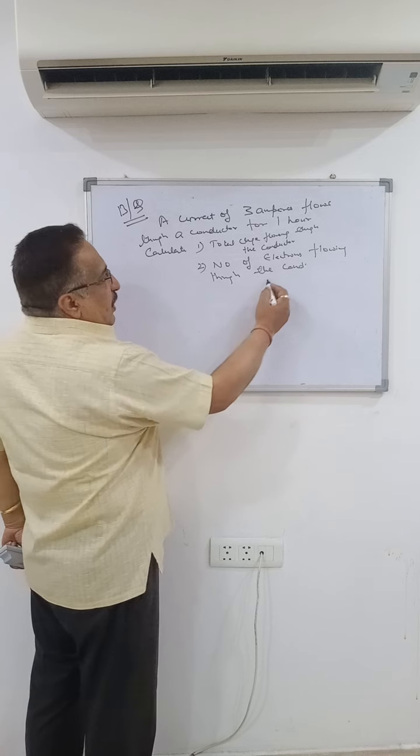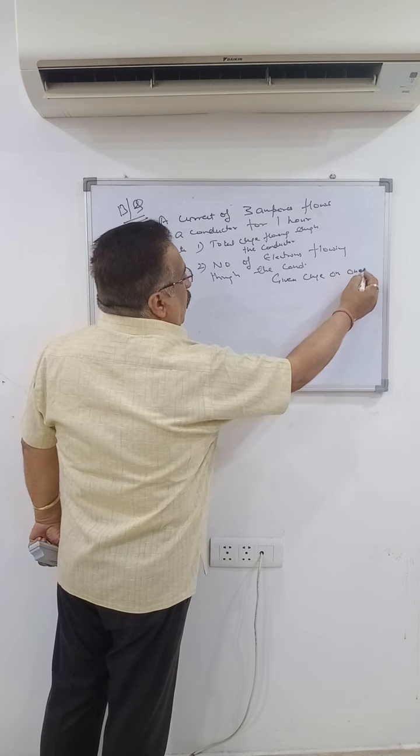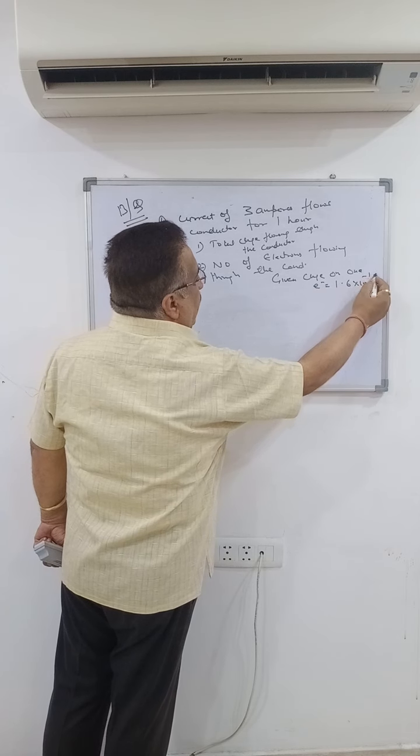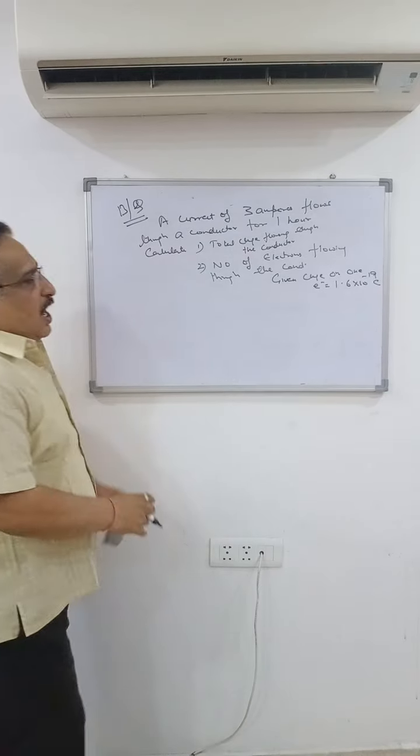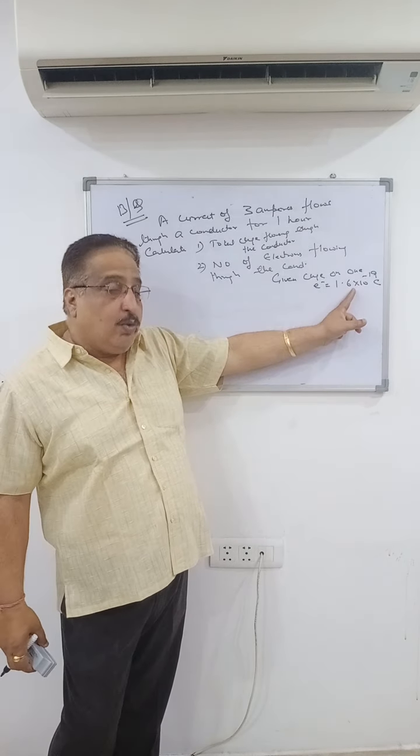Here, the charge on 1 electron will be given to you, equal to 1.6 into 10 raised to power minus 19 coulombs. This is the charge on 1 electron. 1.6 into 10 raised to power minus 19 coulombs.